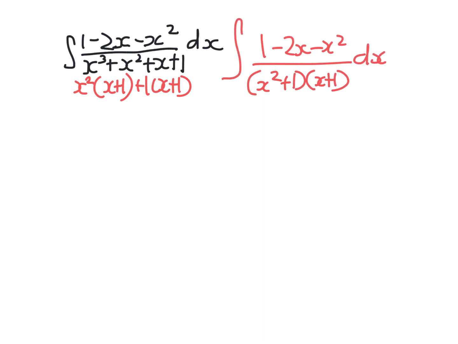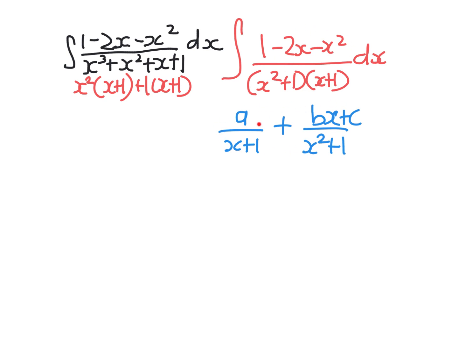To use partial fractions here, I want to be able to write this as something over x + 1 plus something over x² + 1. But when you have an irreducible quadratic, a quadratic that can't be factorized, on the bottom, you need to write a linear term on the top. We actually need it to be Bx + C. So we're going to find the values of A, B, and C so that this is equal to that.